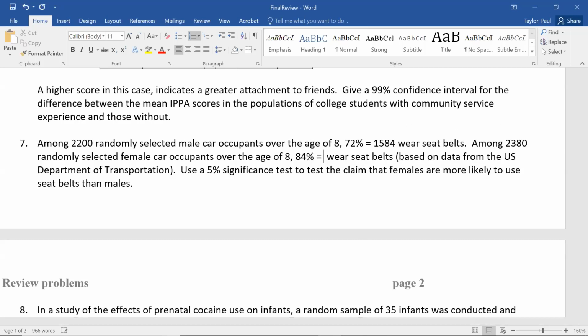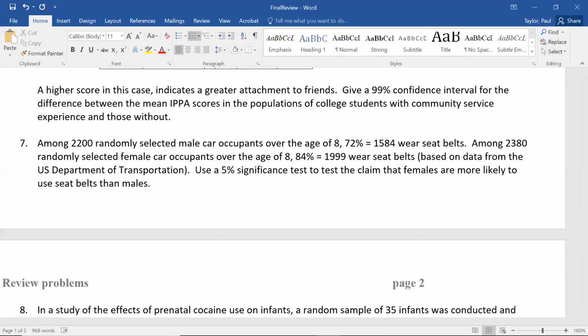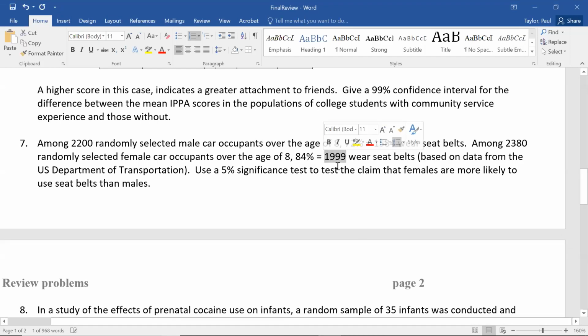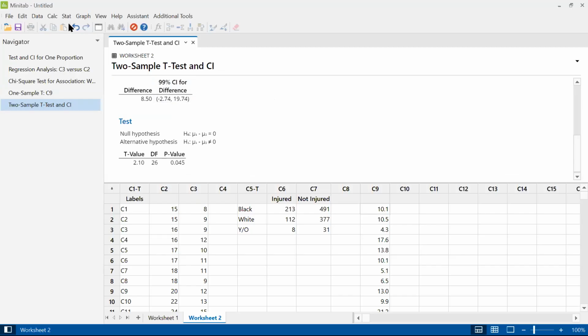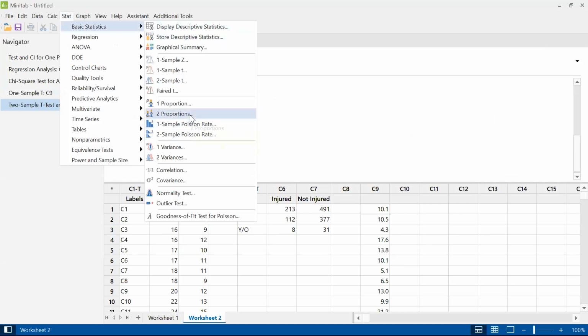And 84% of 2,380, what's 84% of that? That is 1999. Okay, so actually it's 1999.2, but presumably it was like 1999 individuals, and then they rounded the percent off when they gave us this information. So the first group is going to have 1584 out of 2,200. The second group is going to have 1999 out of 2,380. So let's flip over to Minitab and get those numbers into a 2 proportion setup.